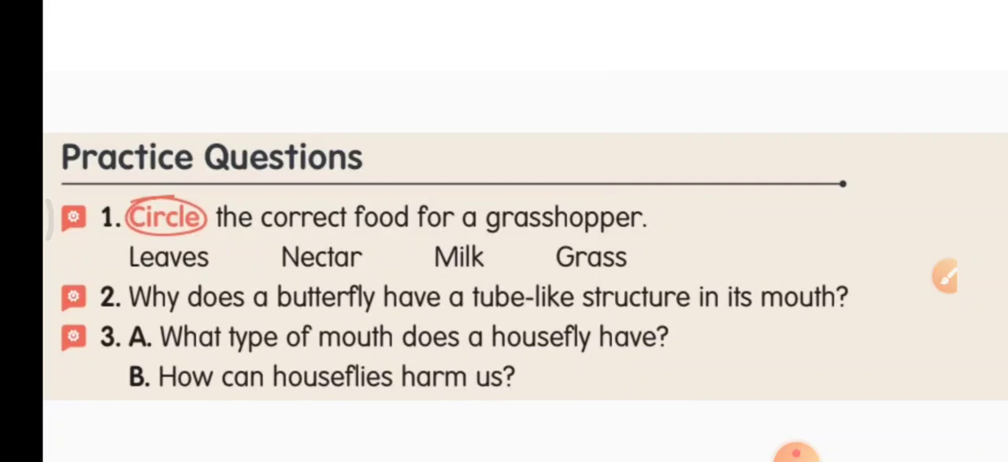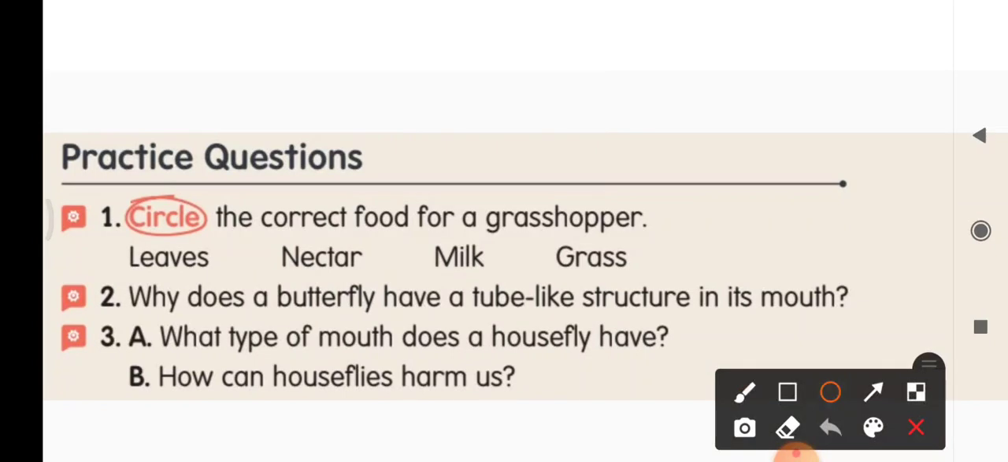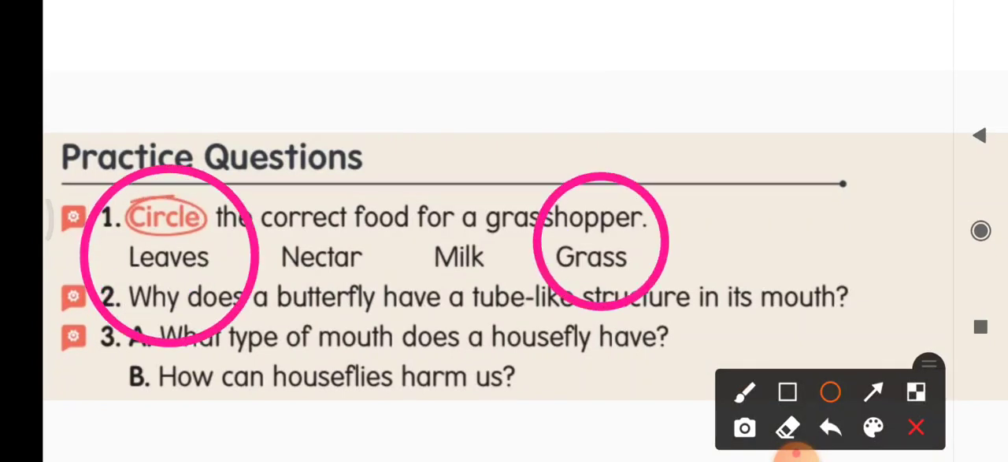Leaves, nectar, milk, grass. Nectar and milk are liquids. For that, any insect should have a straw-like mouth. For food like leaves and grass, the insect should have teeth-like structures. Because the grasshopper has teeth-like structures, it can eat both leaves and grass.